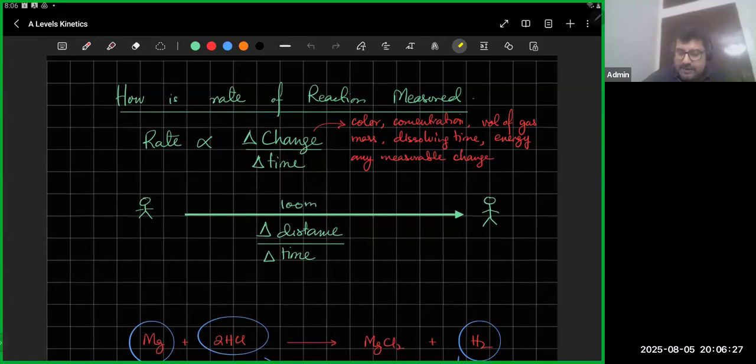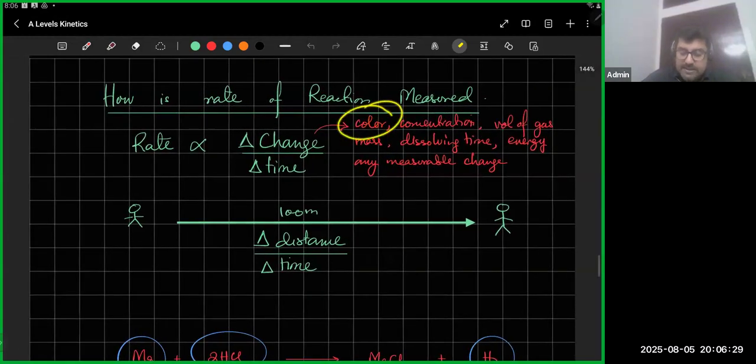For a reaction, it could be a color change, how quickly a color is changing, how quickly the concentration is changing, how quickly the volume of gas is changing, how quickly the mass is changing. If something is dissolving, how quickly is that happening? So this change could be anything.